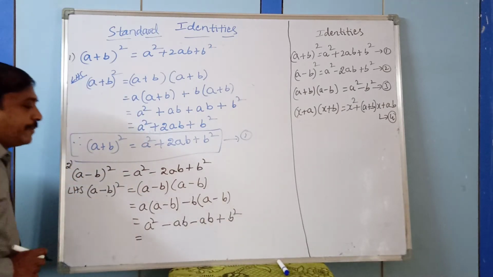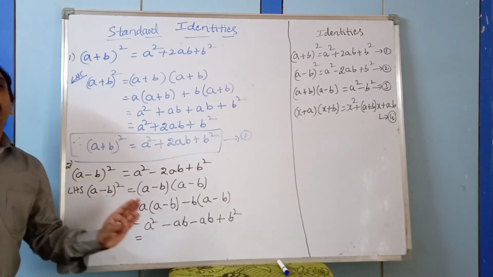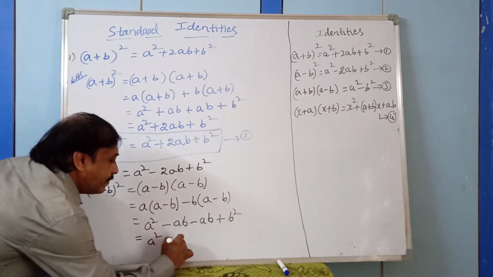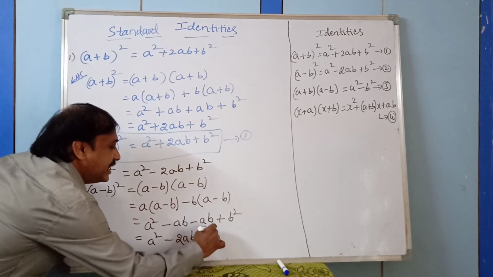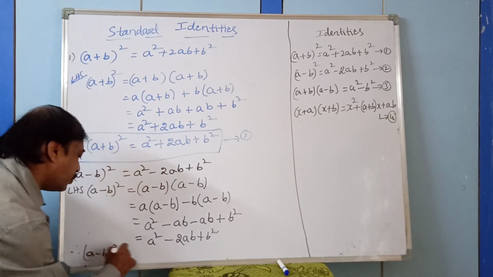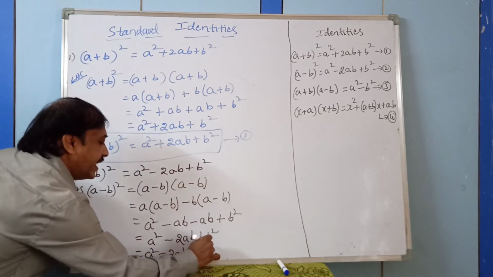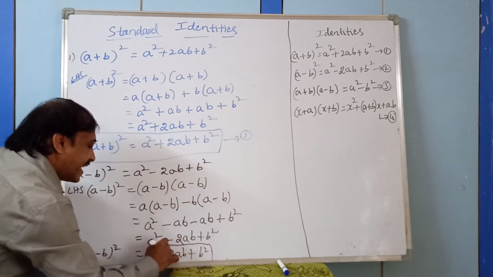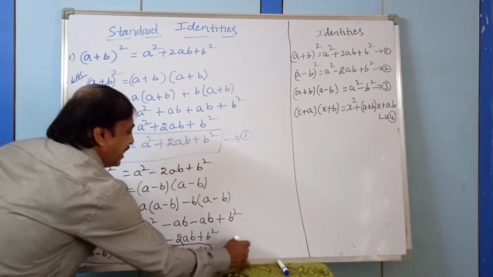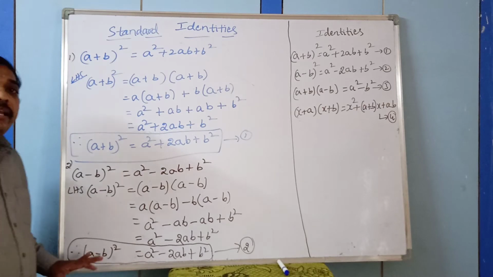Check the like terms first. Yes, this is minus 1ab, this is minus 1ab. Together, minus 1, minus 1, together is how much? Minus 2. So a square minus 2ab plus b square. Therefore, (a minus b) whole square is equal to a square minus 2ab plus b square. So this is the second identity. Identity 1 is (a plus b) whole square and identity 2 is (a minus b) whole square.